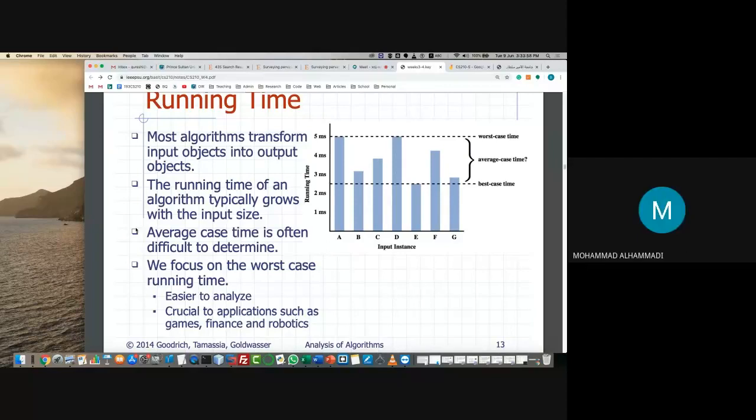Average case, yes, average case would be much better. It would be a more honest representation of your program. Now the problem is that computing the average case could be difficult. It involves a little bit of mathematics, of course, the average formula, and then you have to do some more mathematical equations.